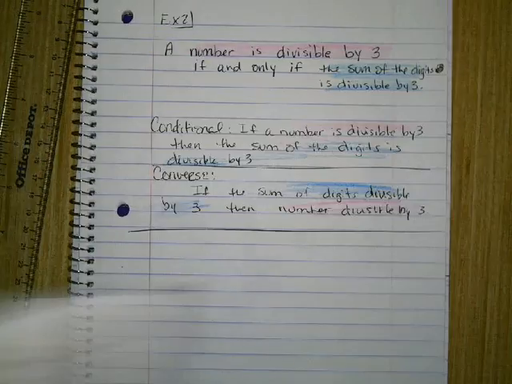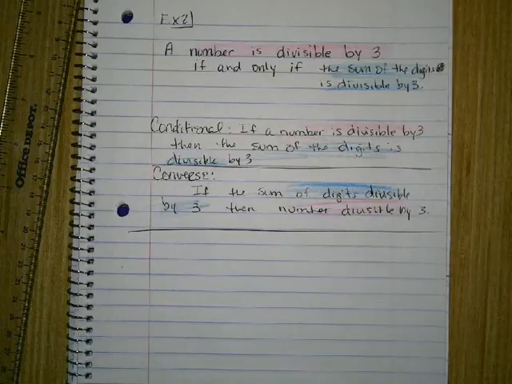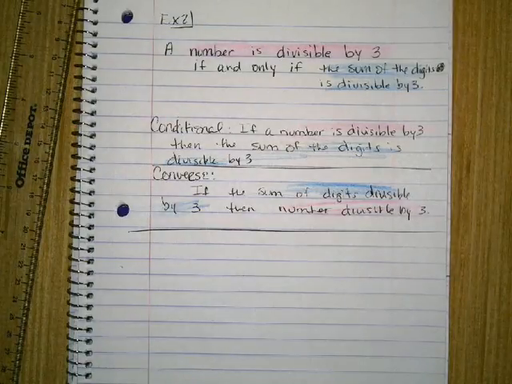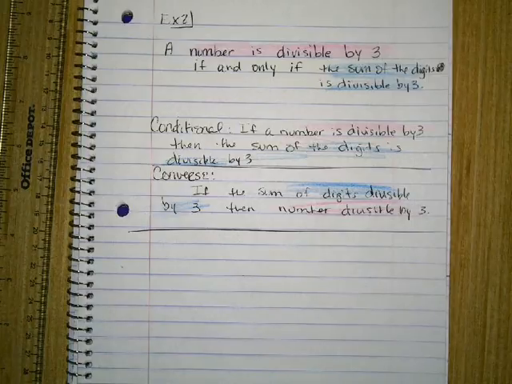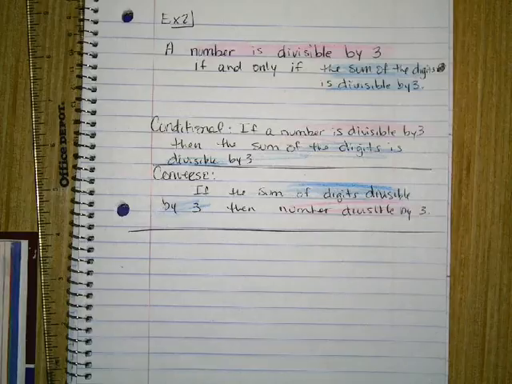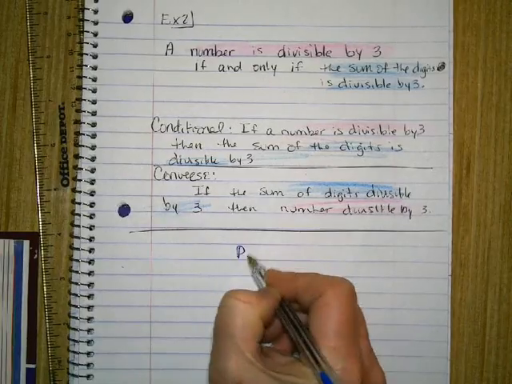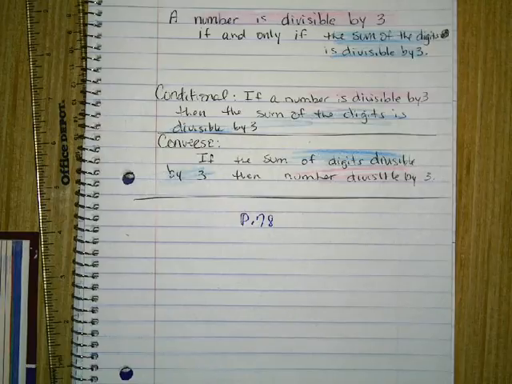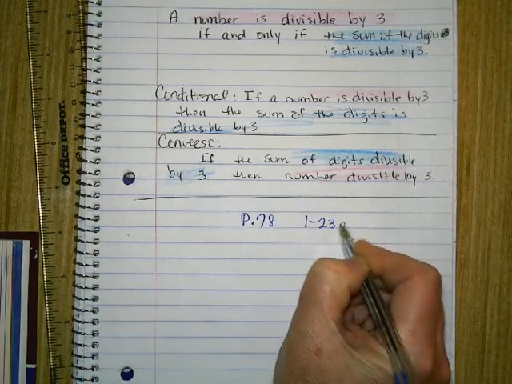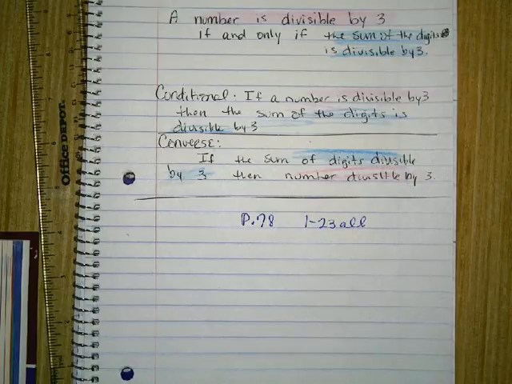A square is a figure with four right angles. Do you believe that to be true? A figure with four right angles is a square. No, because it's got rectangles. Okay. So here we go. It's time for you to practice this on your own. Page 78. 1 through 23, all on page 78.